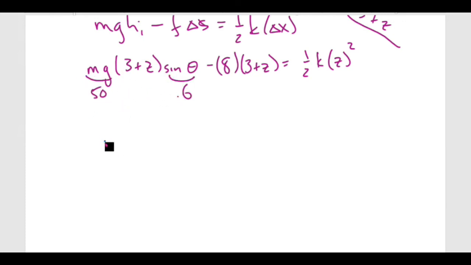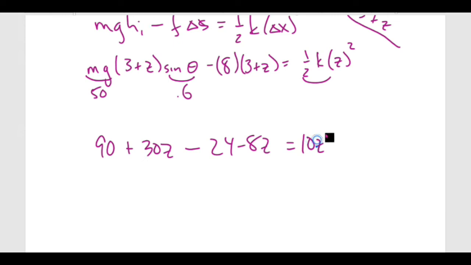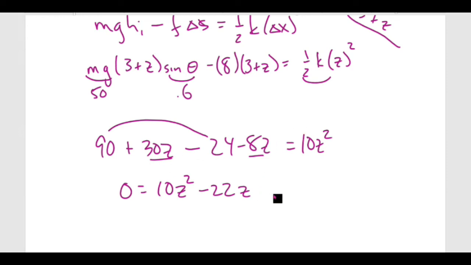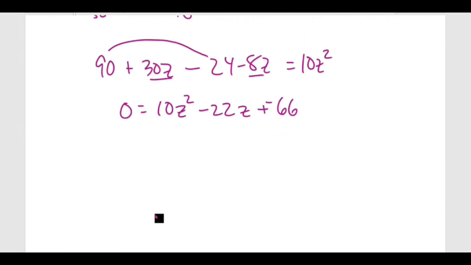Doing some distributing and some math. So that's 30 times 3, so that's 90, plus 30z, minus 24 minus 8z is equal to, that whole thing there is 10, so 10z squared. Getting everything over onto one side, I have 0 is equal to 10z squared, and that's 22z, so bring it over, minus 22z, and then combining those, we get minus 66. Could divide by 2 to simplify it, but it doesn't really benefit us a whole lot, but feel free to divide everything by 2 if you wish.